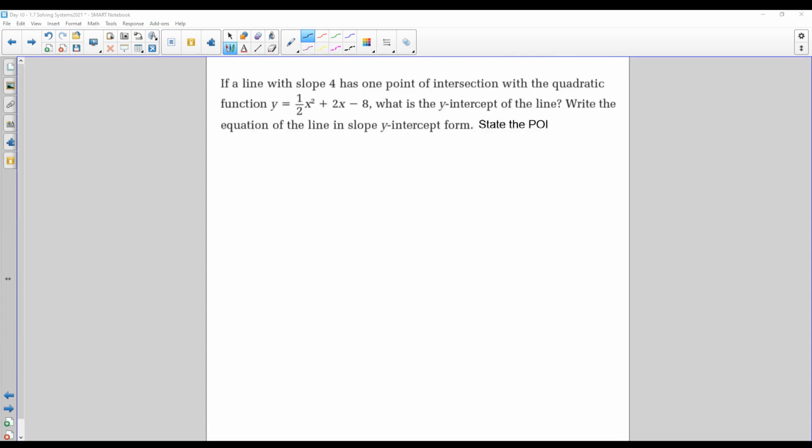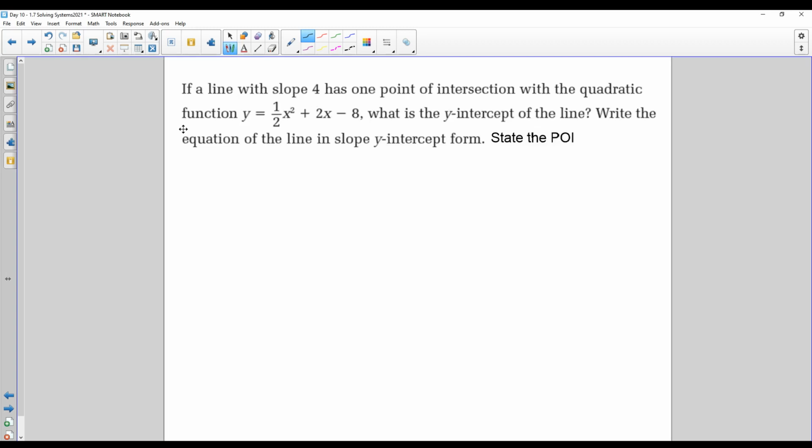This line now has a slope of 4, has 1 point of intersection with the quadratic function. And here we bring back this half thing again that some people were kind of not so sure what to do with. What is the y-intercept of the line? Write the equation of the line in slope-intercept form and then state the POI. So kind of what we just did a few minutes ago, right? We're going to take this one right out through to the end. So you were asking us to finish the question. We're going to finish this one, okay? Let's see if that helps you out. Make sense? No, it's not a problem set question. We're going to do problem set questions after this.